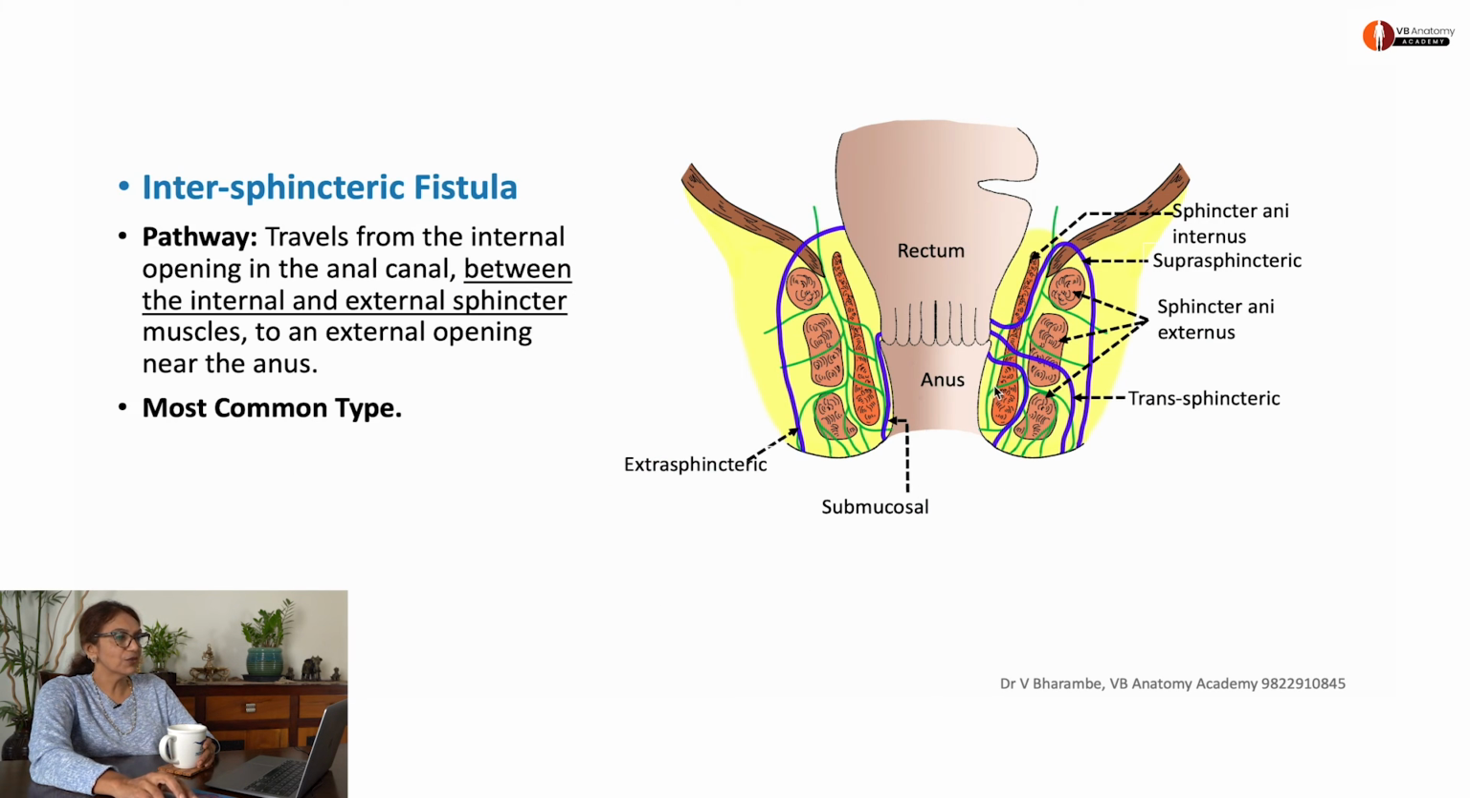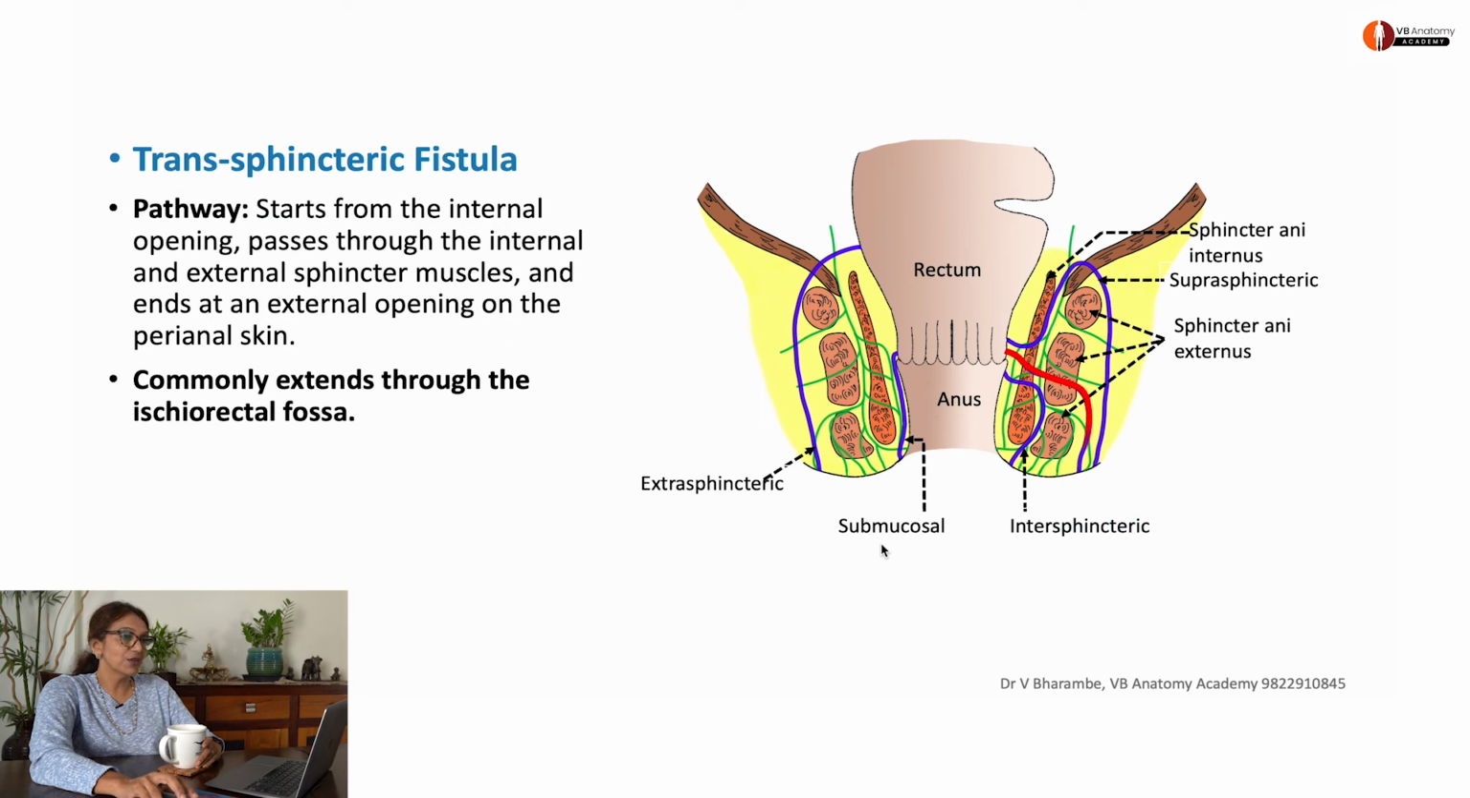This intersphincteric one connects inwards into the anal canal, passes through and in between the sphincters to open on the surface. This is the most common type of fistula. Then you have a transsphincteric, which passes through both the sphincters, connecting again the lumen to the surface. It extends and passes through the ischiorectal fossa.